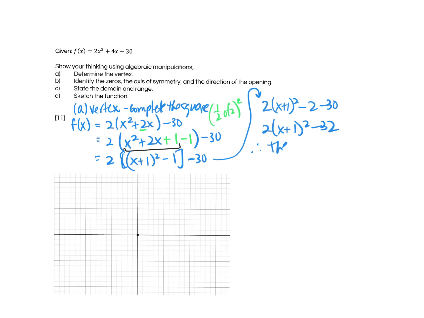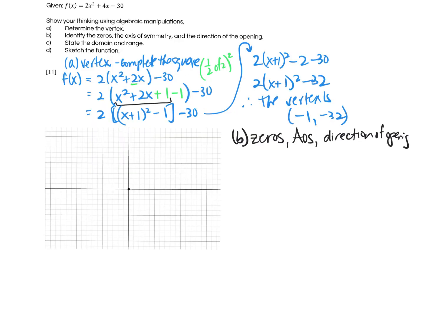Therefore, the vertex is (-1, -32). Because my a value is positive, it's 2, that means that my parabola opens up.